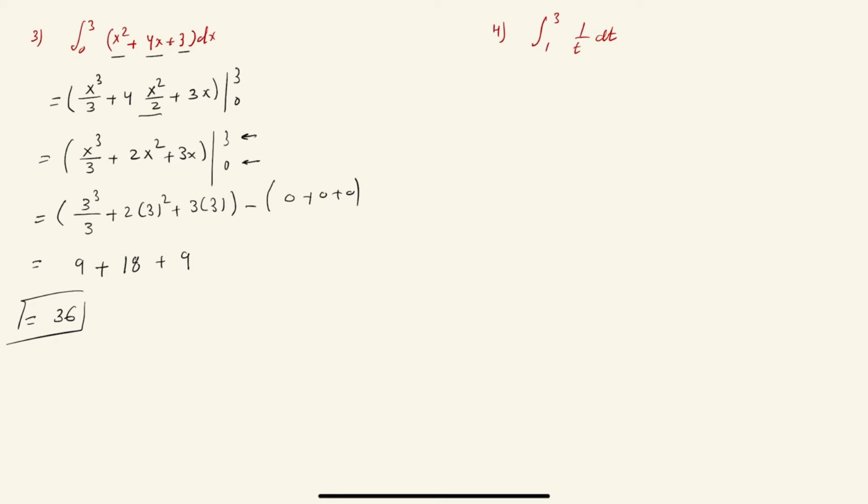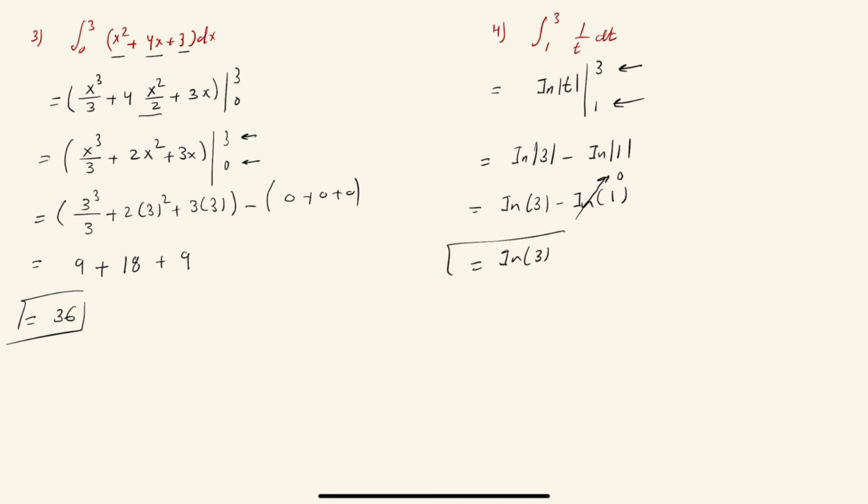For part 4, we have the definite integral from 1 to 3 of 1 over t dt. Here, the antiderivative is the natural log of the absolute value of t, evaluated at 3 and 1 by the FTC. First, I'm going to evaluate at t equal to 3, and then at t equal to 1. Notice these are positive numbers, so it's just the absolute value. It's going to be natural log of 3 minus natural log of 1. Natural log of 1 is just 0, and we end up with natural log of 3.